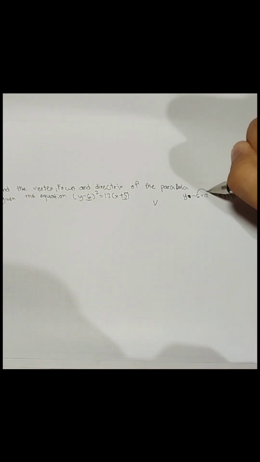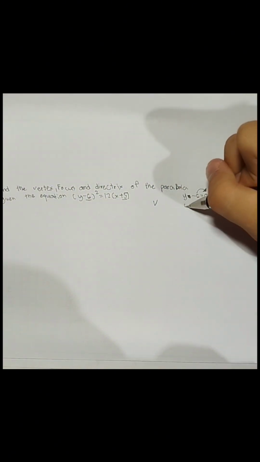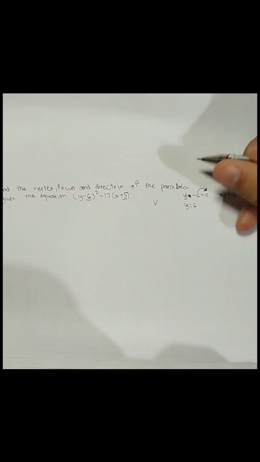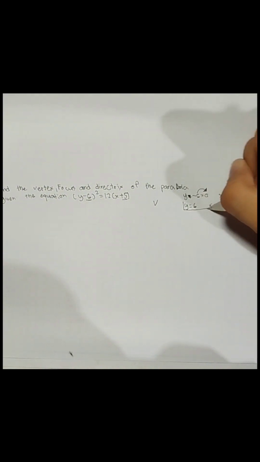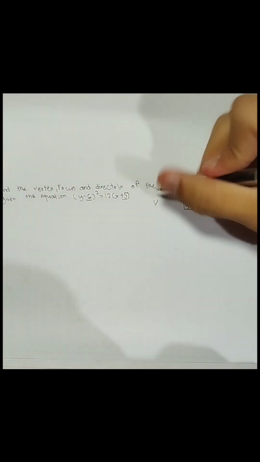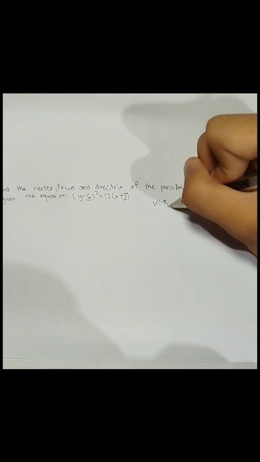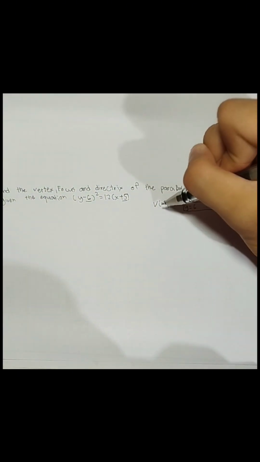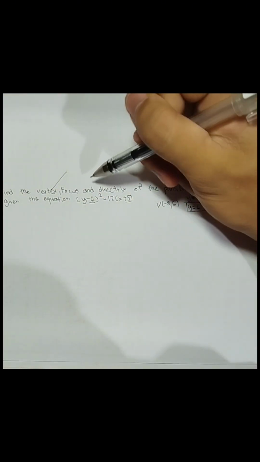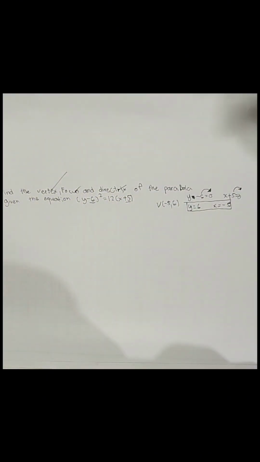All you have to do is transpose this here. So you will get the equation y is equal to positive 6 and x is equal to negative 5. These numbers here are going to be your vertex: negative 5 and 6. Okay, now that we have found our vertex, the next thing we're going to find is our focus and directrix. To easily find this, I would suggest using a graph.